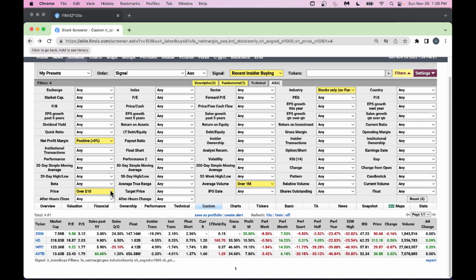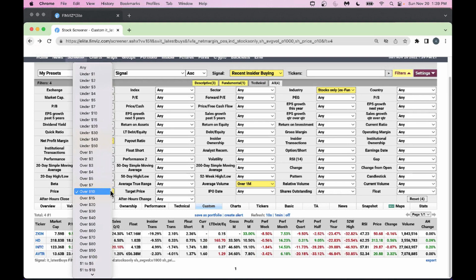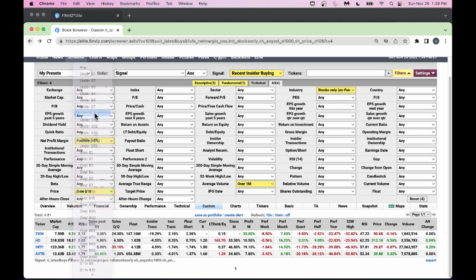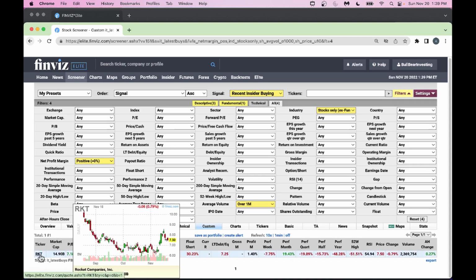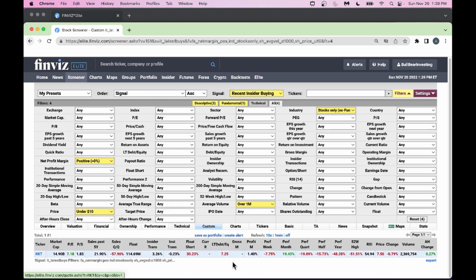And for the folks who want to look at stocks which are less than $10, no problem. You could say under $10. Now look, we got RKT, Rocket Companies. I know many of you love to trade Rocket. And in this one, because I got this Elite, I also have a short float here. Look, it's a heavily shorted stock here. You could trade this. It's again a profitable company, as you can see here, and you could trade and make some money here.